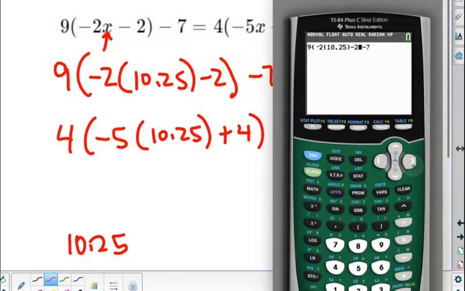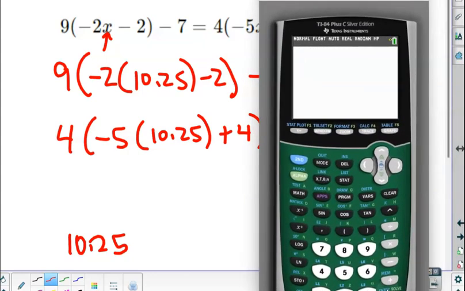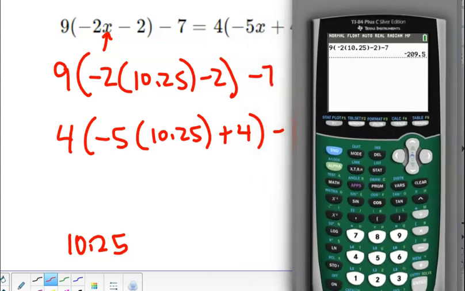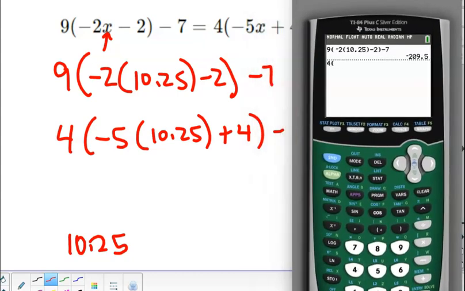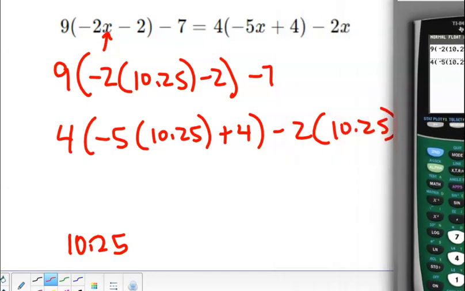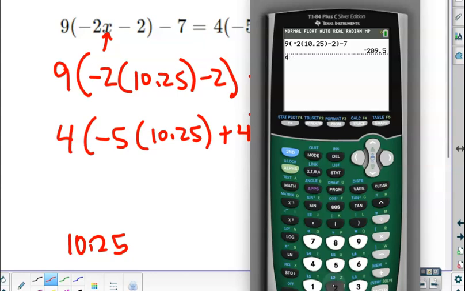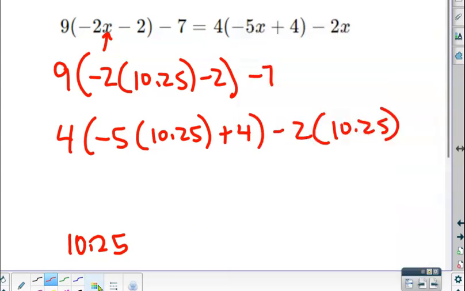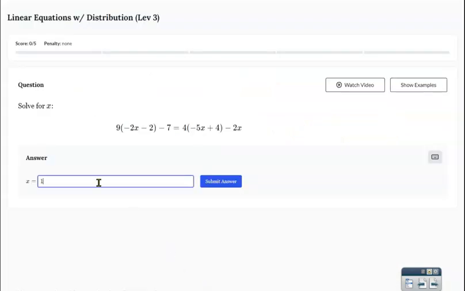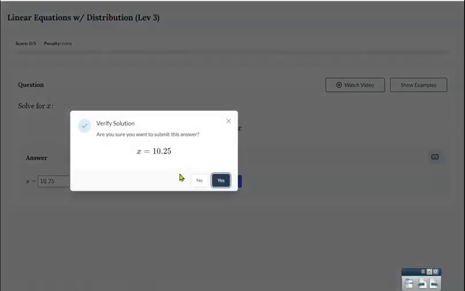Okay, 10.25, let's check here. 9, negative 2 times 10.25, minus 2, minus 7. All right, let's see what we get. Negative 209.5. Now let's see what I get for the second one. Being a little more careful this time. And then minus 2 times 10.25. Negative 209.5. That's a match. So the answer is 10.25. So we'll type it in here, and we'll click Submit.